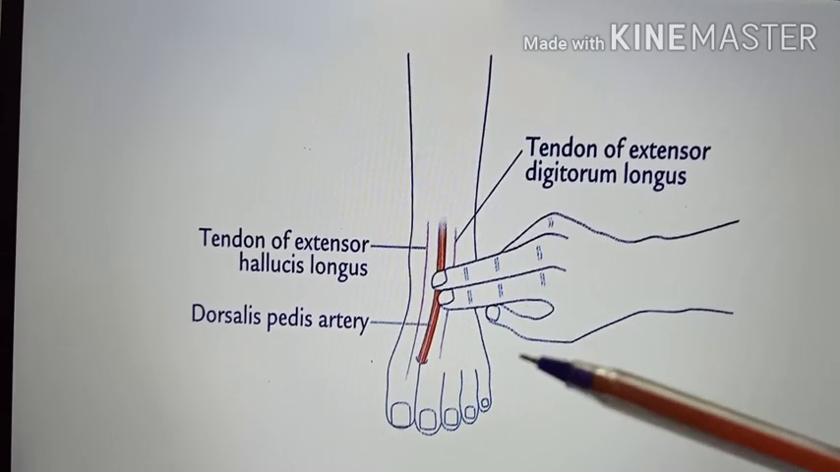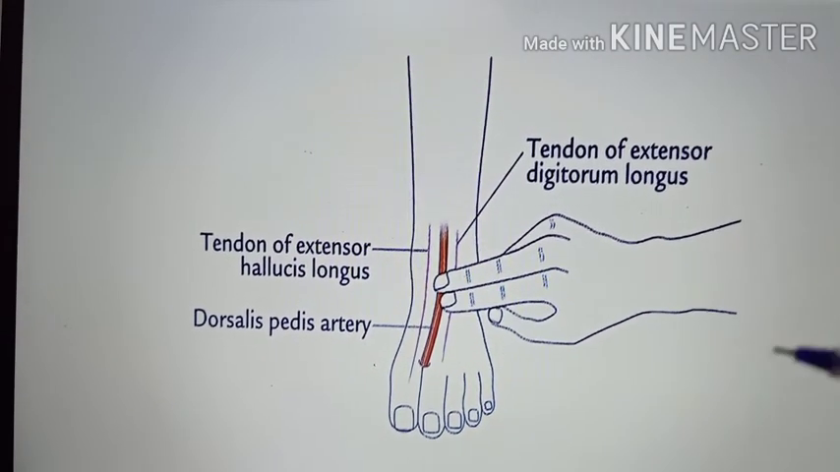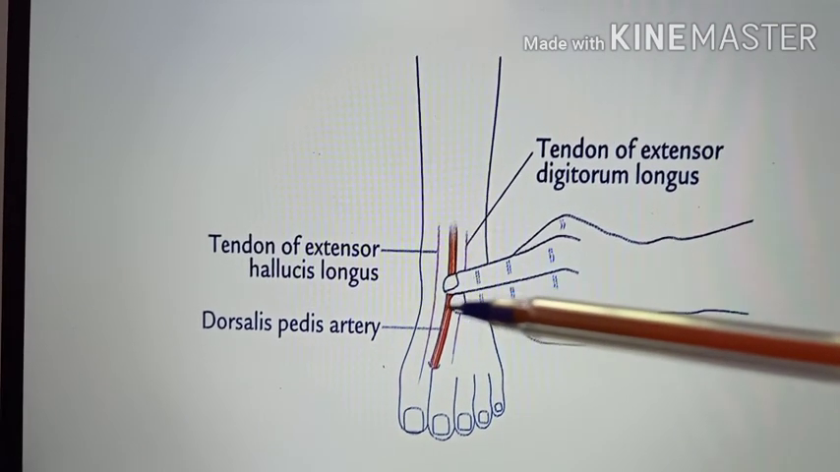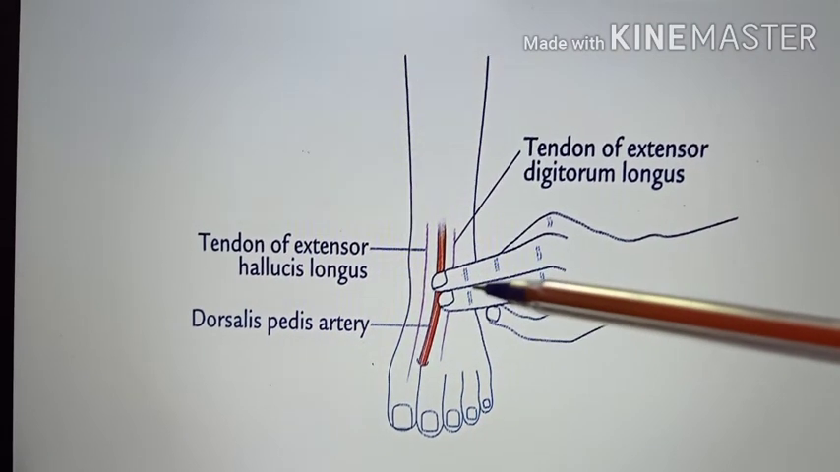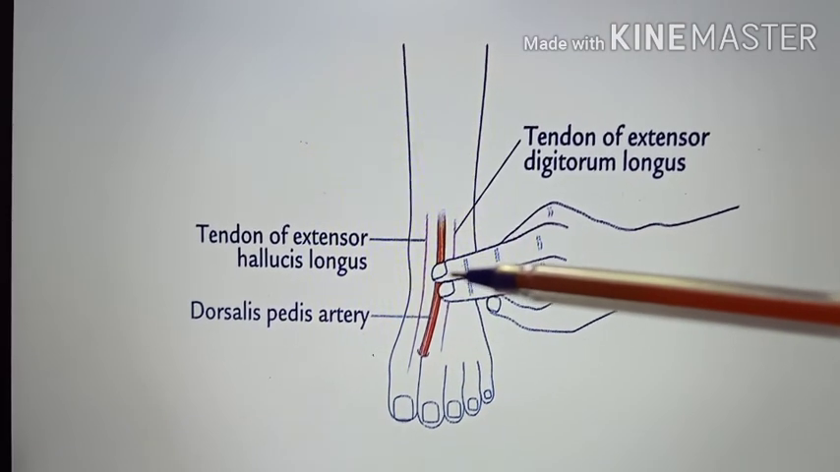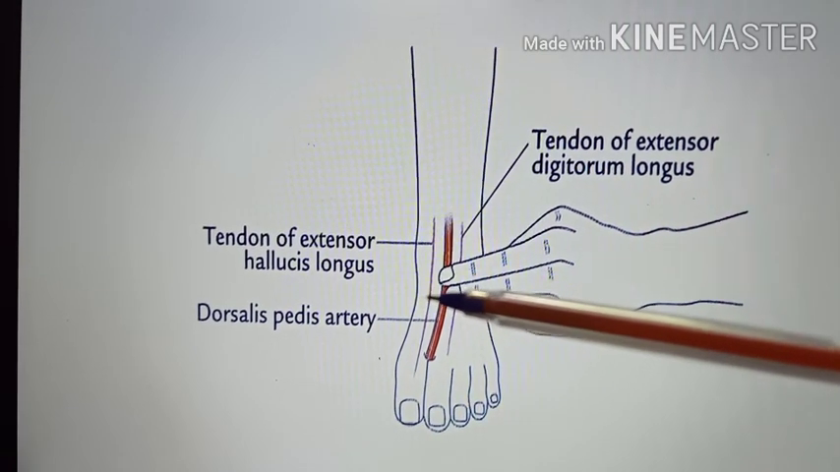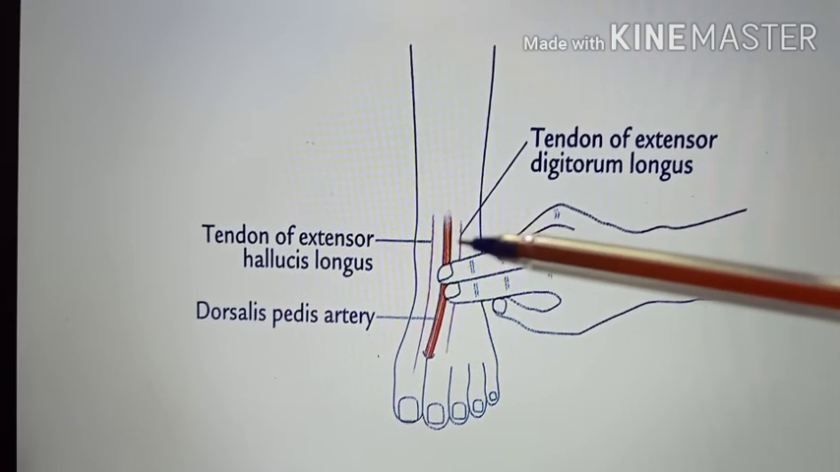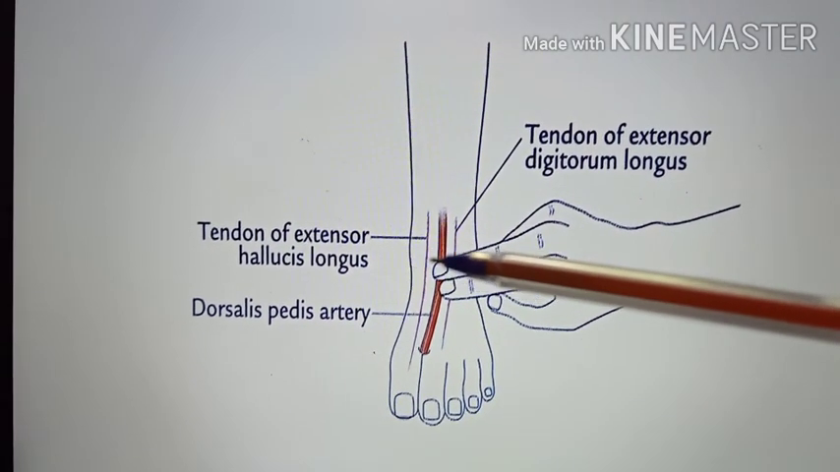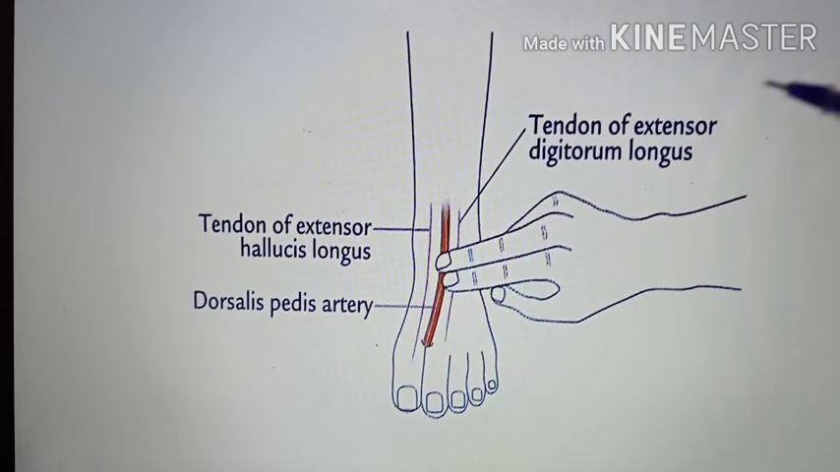This picture is showing you how to palpate the dorsalis pedis artery pulse. It is palpated by pressing against the underlying tarsal bones. Here there will be the tarsal bones. Against the tarsal bone you have to press in between the tendons of extensor hallucis longus and the first tendon of extensor digitorum longus. In between these two you have to palpate for the dorsalis pedis artery.